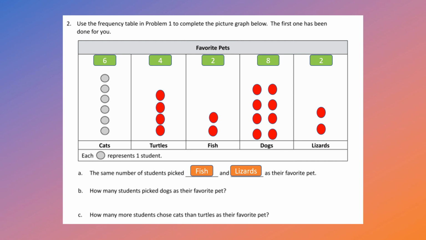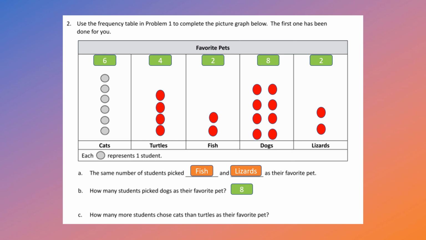Moving on to letter B. Letter B says, how many students picked dogs as their favorite pet? So look at the category titled dogs and 8. 8 students picked dogs as their favorite pets. Now, notice it's a lot easier to write the numbers above the categories and then draw your pictures in your pictograph. Because when you're answering questions, if you have the numbers already there, it's a lot easier to answer after you've already done the work and written the numbers in. Because sitting there recounting dots every time is a waste of time.